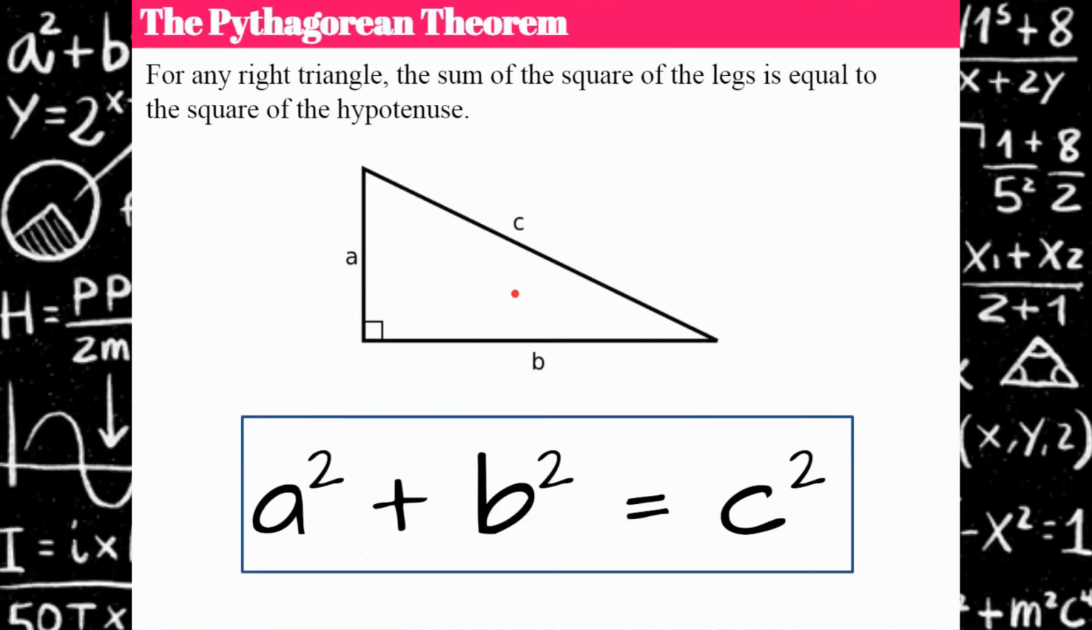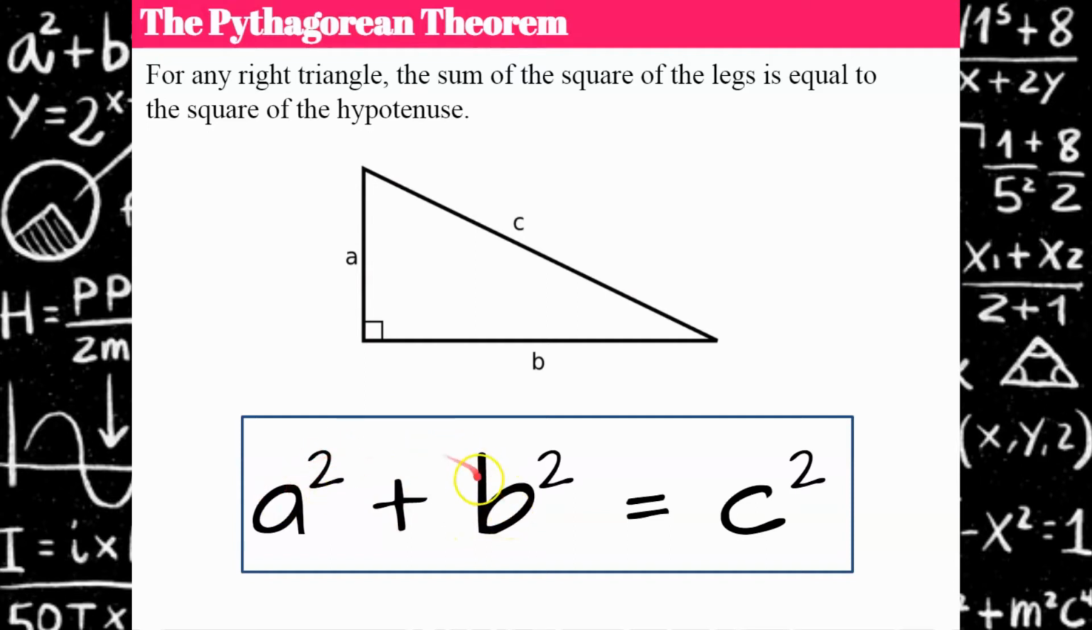Now let's move ahead to what the Pythagorean theorem states. It states that for any right triangle, the sum of the squares of the legs is equal to the square of the hypotenuse. Sounds like a lot, so let's look at it as our rule. This equation, this formula, is our rule or our theorem. It states that a squared, one of the legs, plus, and the word sum means to add, the square of the other leg.